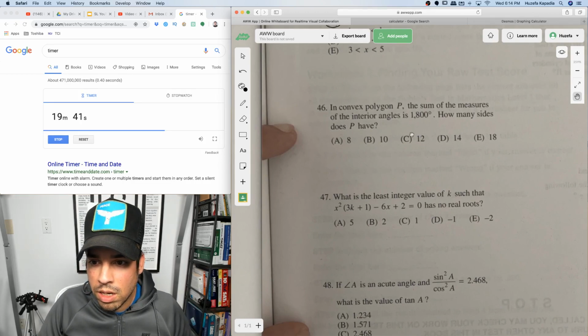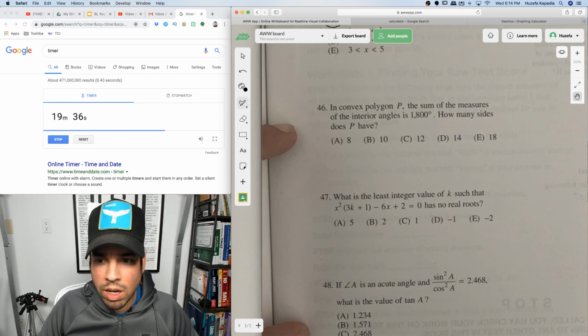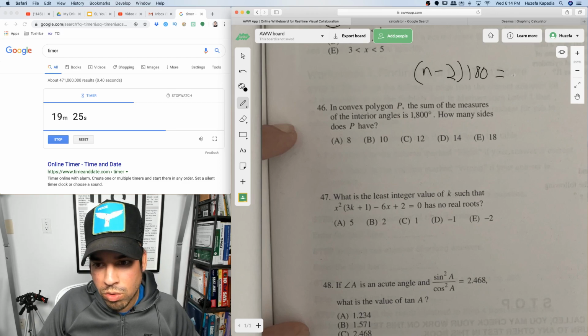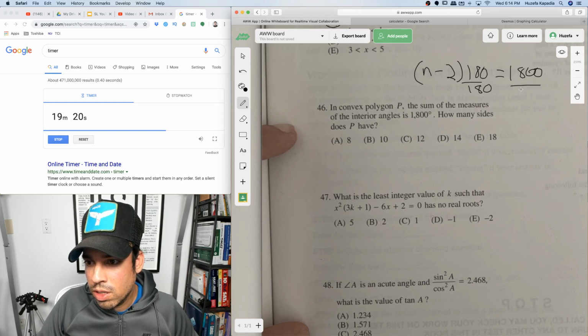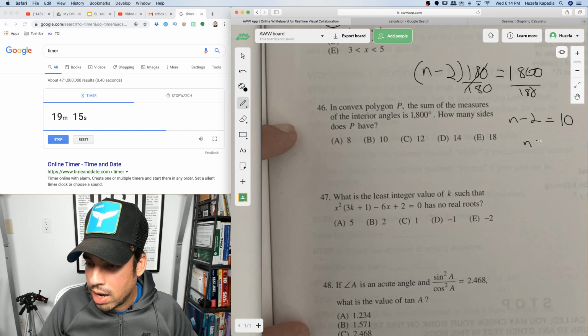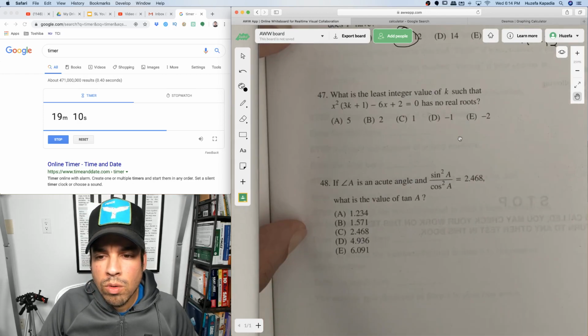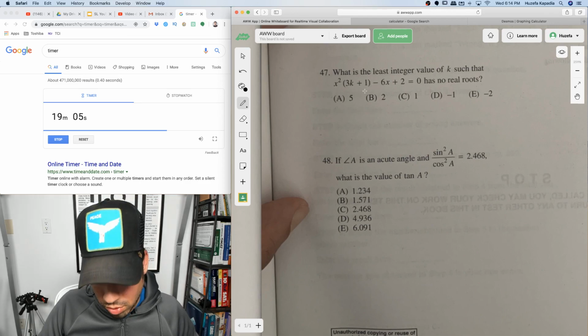In convex polygon P, the sum of the measures of the interior angles is 1800. How many sides does P have? Okay. The sum of the interior angles is always n minus 2 times 180. In this case, they're saying 1800. Divide by 180. Boom. N minus 2 equals 10. Add 2 to both sides, and it's a 12-sided figure.